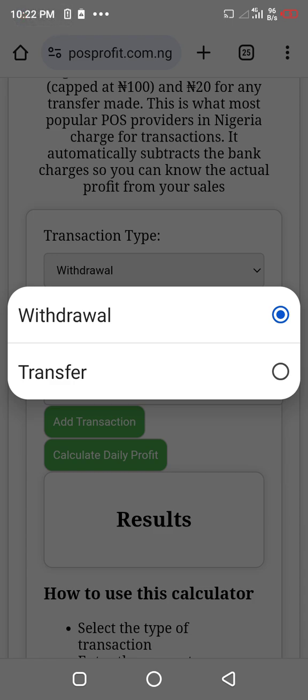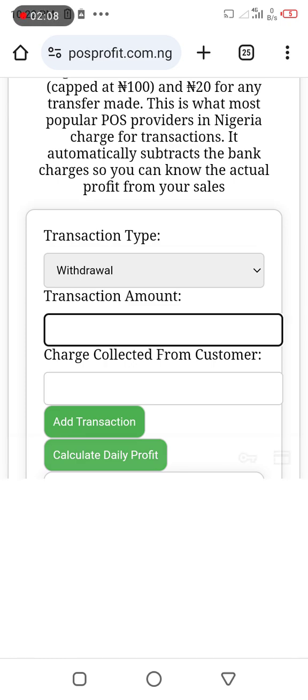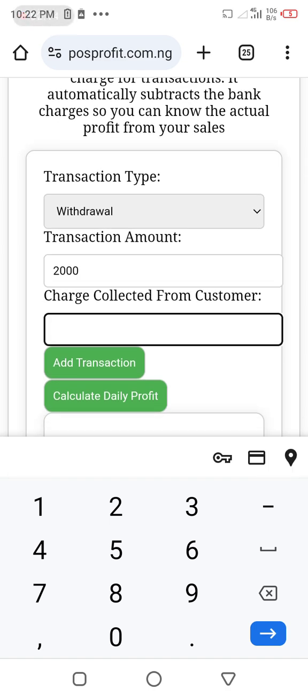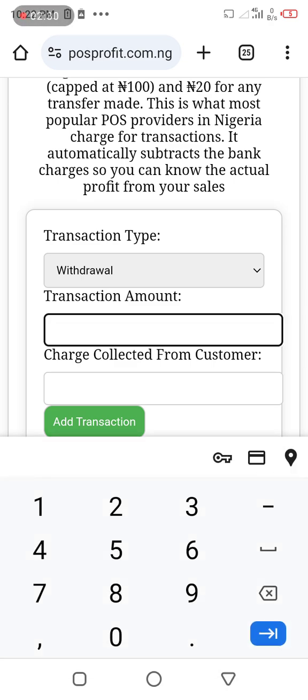So you bring the book, and then let's say that the first transaction you did for the day is 2,000 naira and it is withdrawal. So you select withdrawal, then you put the amount, which is 2,000 naira. Now you put the amount you collected from the customer as your charge, let's say 100 naira. Now when you put it, you click on add transaction. This will store the information you have put and clear the space for you to put another transaction.